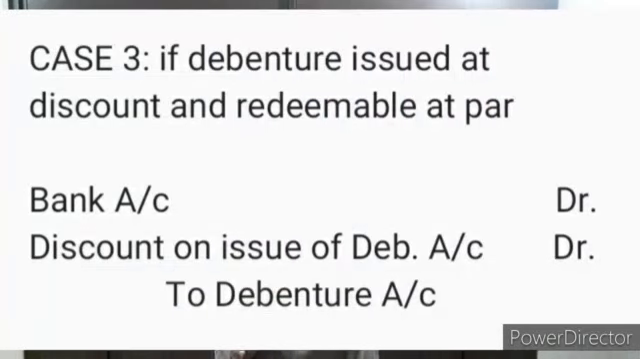So once again, I am telling that the journal entry, bank account debtor 95, discount on issue of debenture account debtor 5 to debenture rupees 100 only.